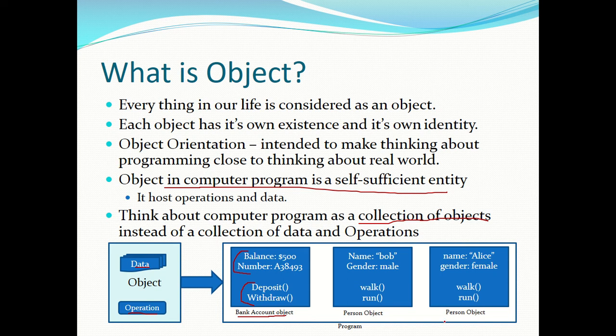Same as the person. We have two persons here. As you can see, they both have the same operations, walk and run, because it is almost the same object, but they are different in the values here. So they are totally different objects because the values here are different. These are some samples of an object. So think about everything as an object.